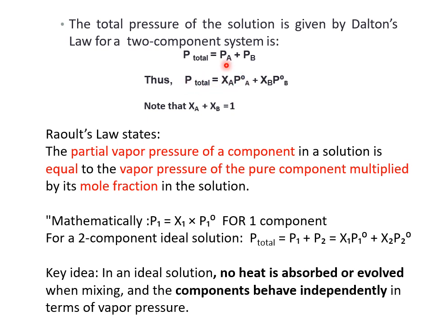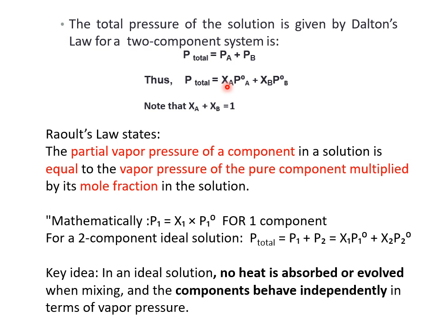So P total is equal to PA plus PB. PA, we have looked at from the previous slide. PA is equal to XA P naught A, the mole fraction of A times P naught A, the pressure of the pure A. And then PB is equal to XB P naught B. So we can combine these two Raoult's laws for A and B to find the P total.